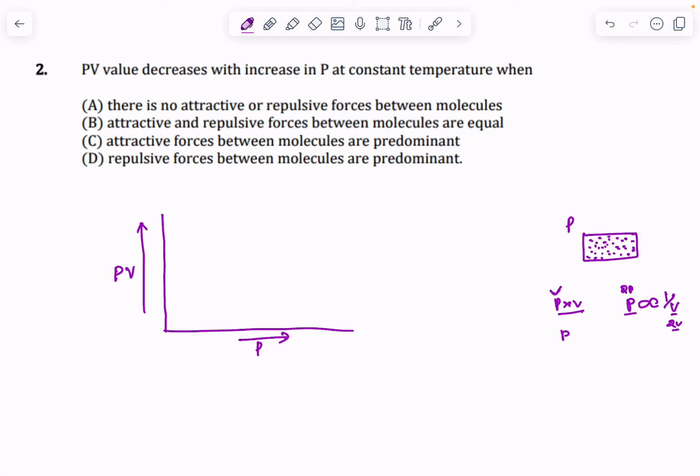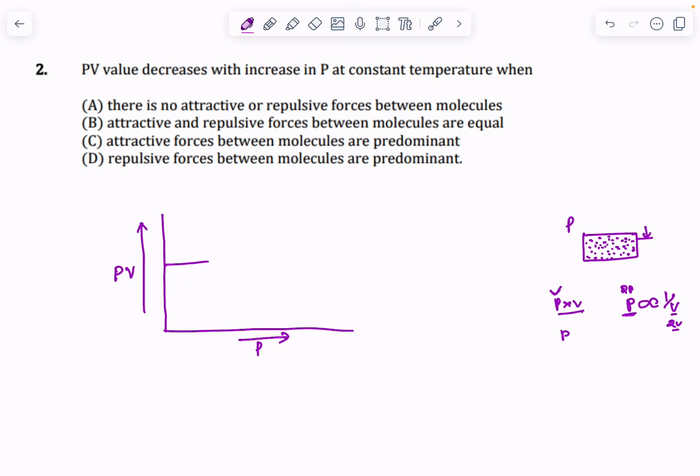Means for ideal gases, there are no interactions. Attractions are equal to repulsions. That time only this is possible. For example, if attractions are more, and now you are applying more pressure, atoms are coming together, more attractions are there. Means what will happen? They attract each other strongly and the volume reduces further than what we expect. So that's what happens for ideal gases.